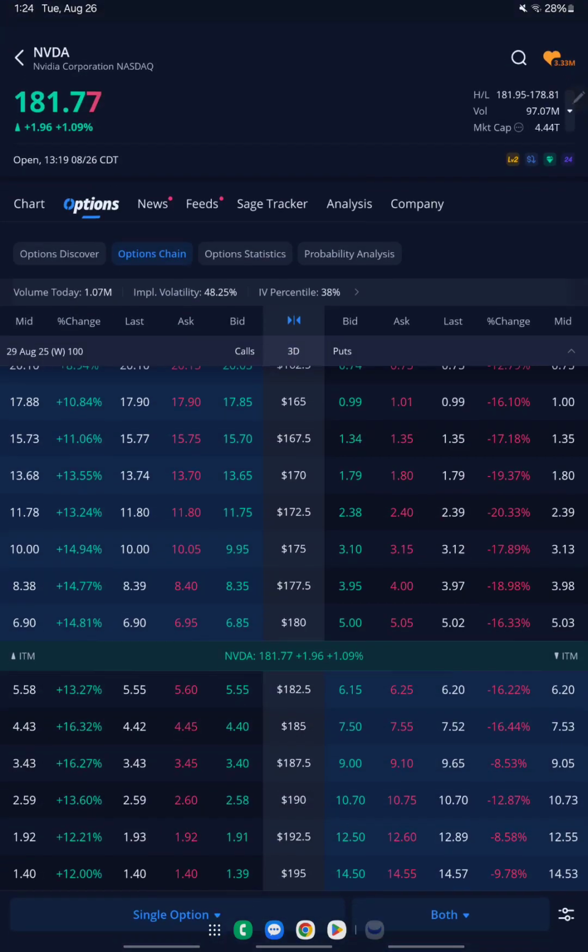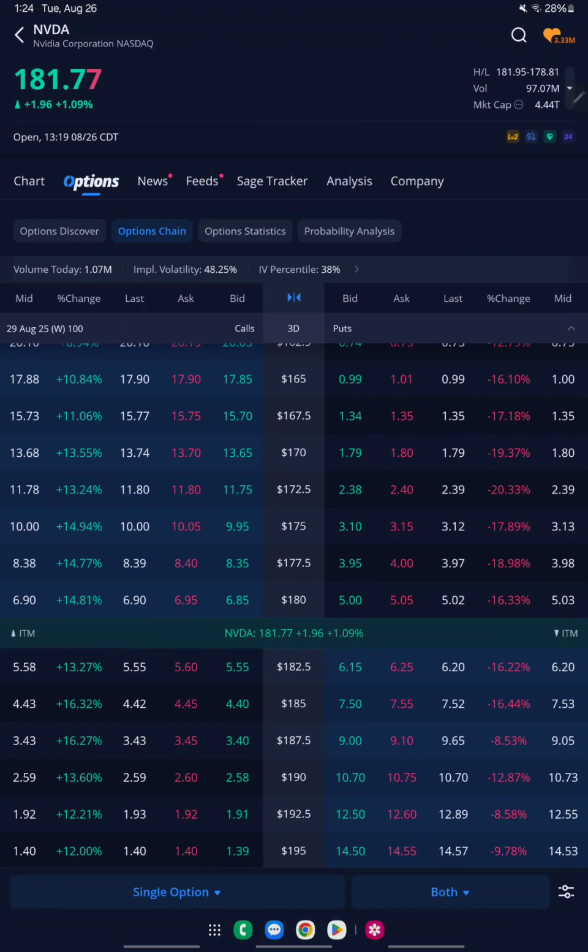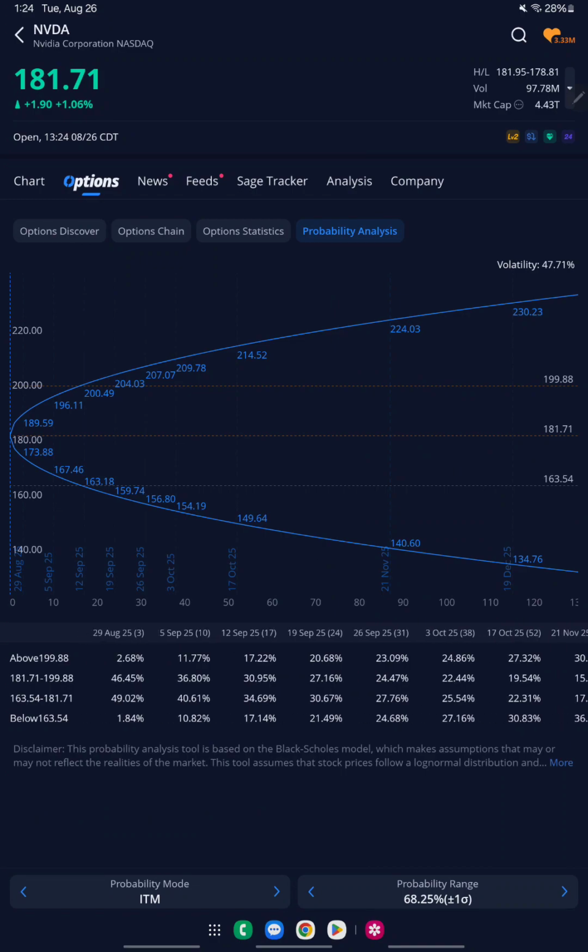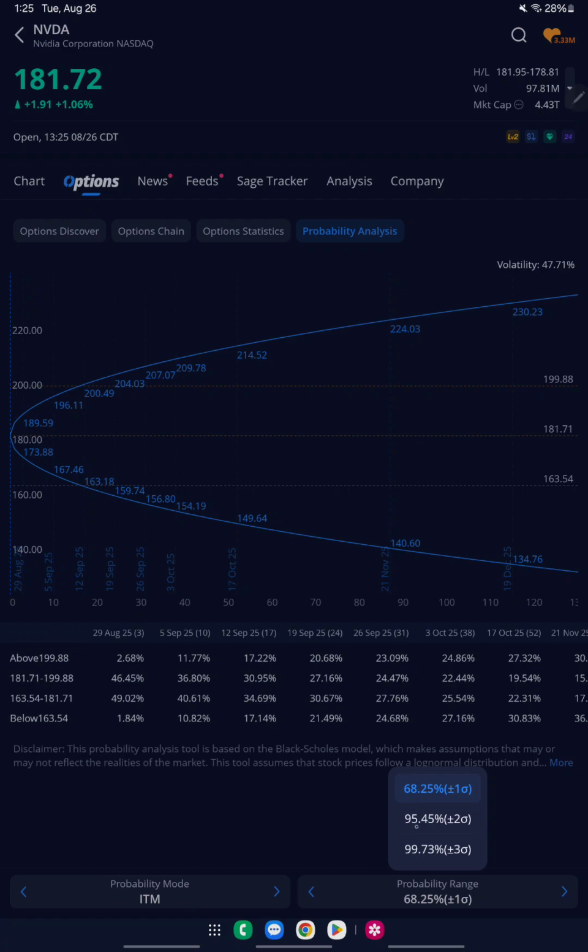So let's go to Webull. This is the option chain of NVIDIA. Next to option chain, there's option statistics, and then there's probability analysis. This is what it looks like live. The description that we just saw is live as of the time of the recording. Mathematically, I want us to focus on the probability range on the bottom right-hand side.